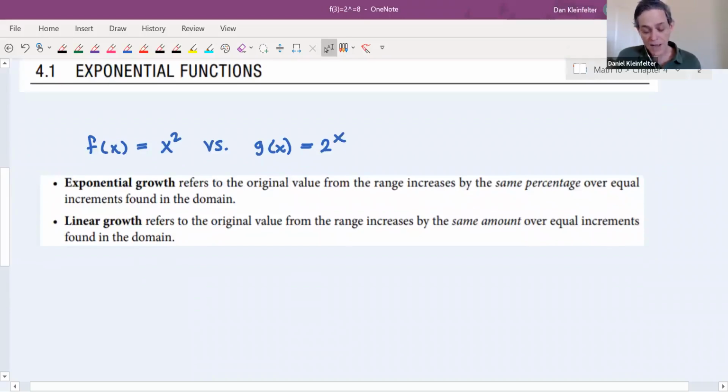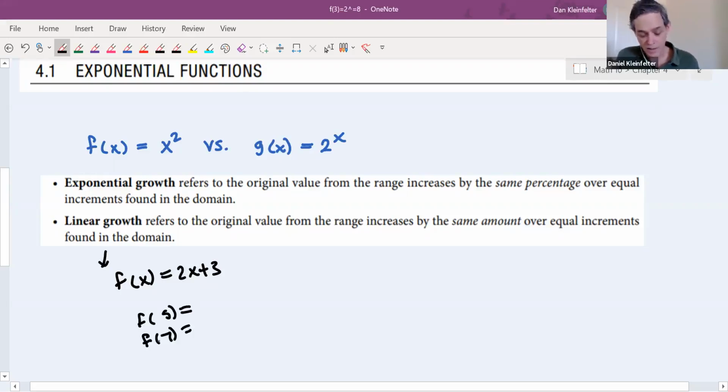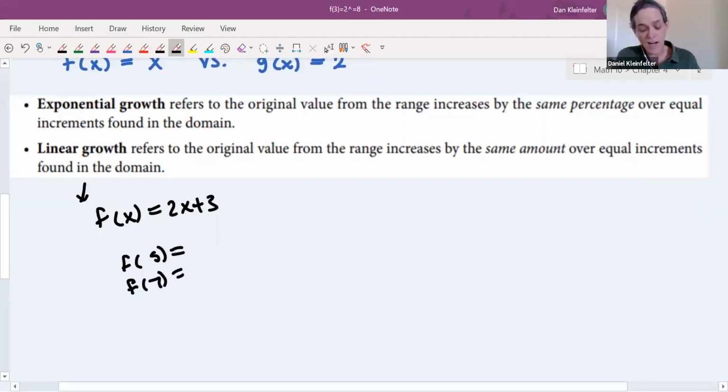And what that means is if you have a function like f of x equals 2x plus 3, the slope is constantly 2. If you wanted to take the difference between f of 5 and f of 7, let's go ahead and calculate those two. It's good practice. So f of 5: 2 times 5 is 10, plus 3 is 13. f of 7: 2 times 7 is 14, plus 3 is 17. Those have a difference of 4, between 13 and 17.